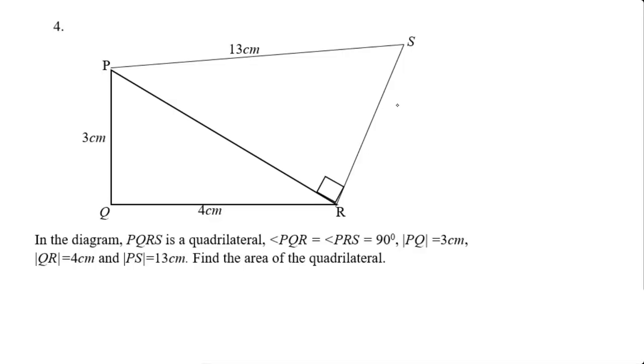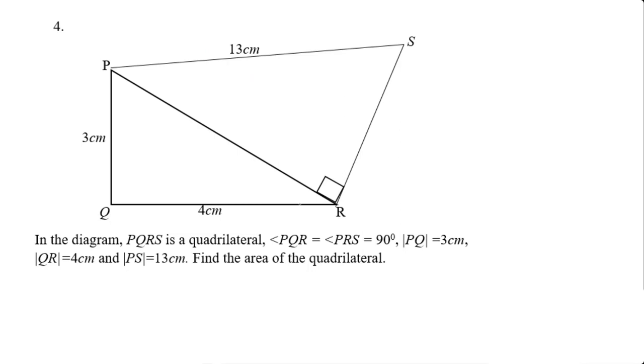So question 4 says in the diagram PQRS is a quadrilateral. Angle PQR is equal to angle PRS, which is 90 degrees. And line PQ is equal to 3 centimeters, which is this 3 centimeters, right? Then line QR is equal to 4 centimeters, which is this. And line PS is 13 centimeters, which is this, right? Find the area of the quadrilateral.